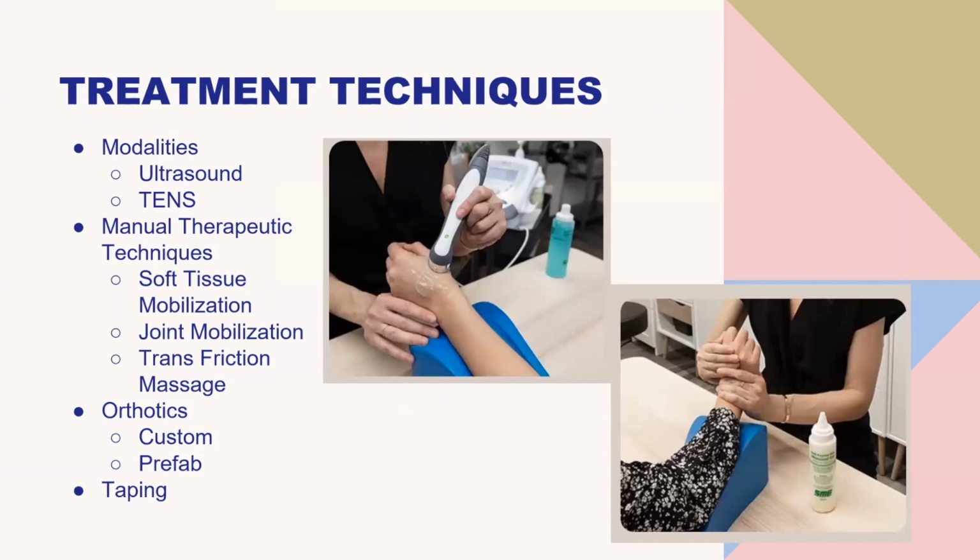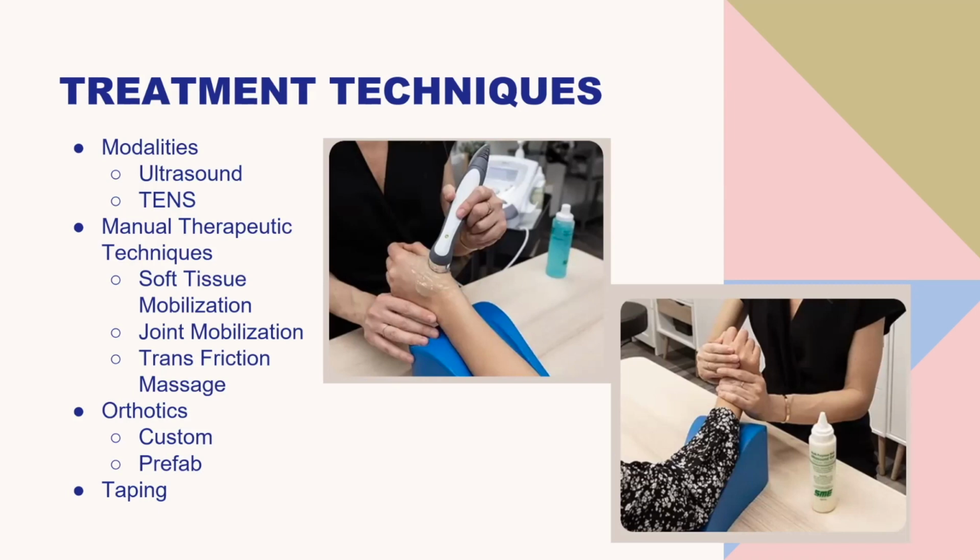So in occupational therapy, we implement multiple modalities, such as ultrasound and TENS. In the first photograph, the therapist is doing ultrasound over the CMC joint, the basal joint of the thumb, which can often be hypermobile, causing a lot of inflammation. So we apply ultrasound to the area to help reduce the inflammation and decrease some of the pain and the symptoms. We also apply manual therapeutic techniques, including soft tissue mobilization, joint mobilization, transfriction massage. This is often done, again, to decrease some of the pain, stimulate some blood flow into the area to help with the healing process, and manage pain.